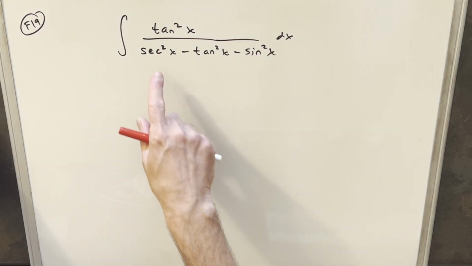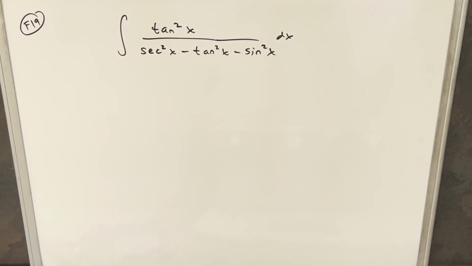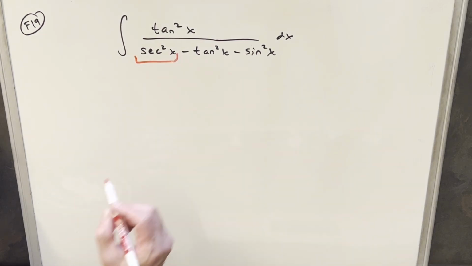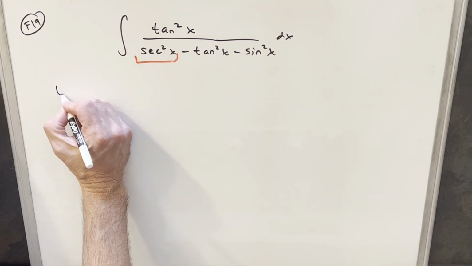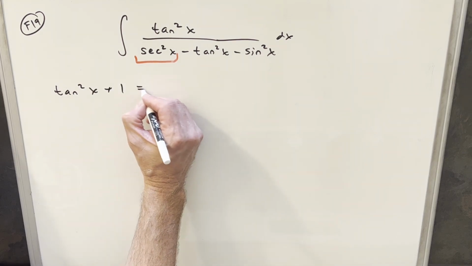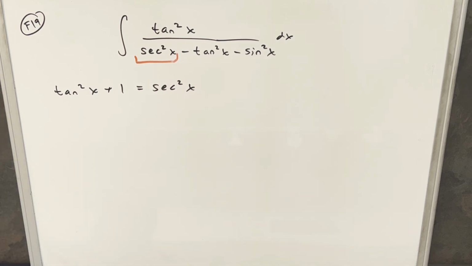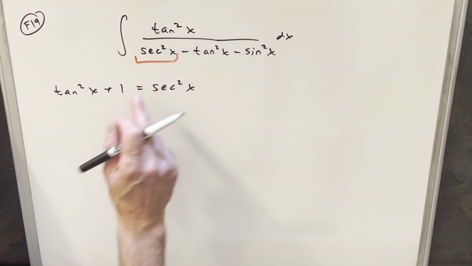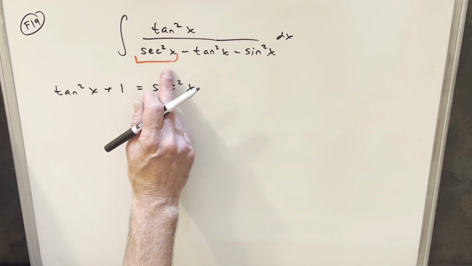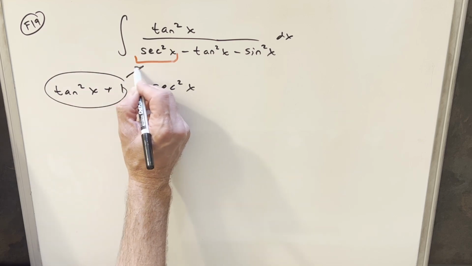We notice the tangent and secant work well together, but this sine isn't quite fitting in. For a simplification, let's start with this secant squared x. I want to make use of this identity that we know: tan squared x plus 1 equals secant squared x. I could rearrange this and substitute in for the tangent, but we only have one secant. So let's see what happens if instead of secant I take this and plug that in here.